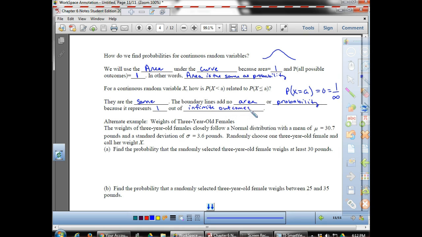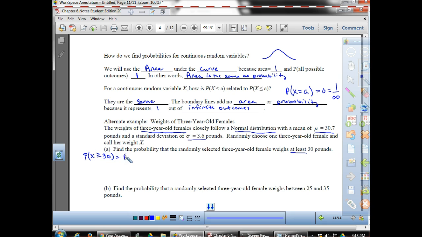Now the next part is sort of a review, but I just want to make sure you remember how to do this. So we have a scenario here. We have 3-year-old females. They follow a normal distribution. That's important. We need to know that. With a mean of 30.7 and a standard deviation of 3.6 pounds. And if you randomly choose one 3-year-old female, find the probability that she weighs at least 30 pounds. I'm going to write this as greater than or equal to, because that's what it says here, at least. But I'm going to do it the same way as I would if it just said greater than 30.